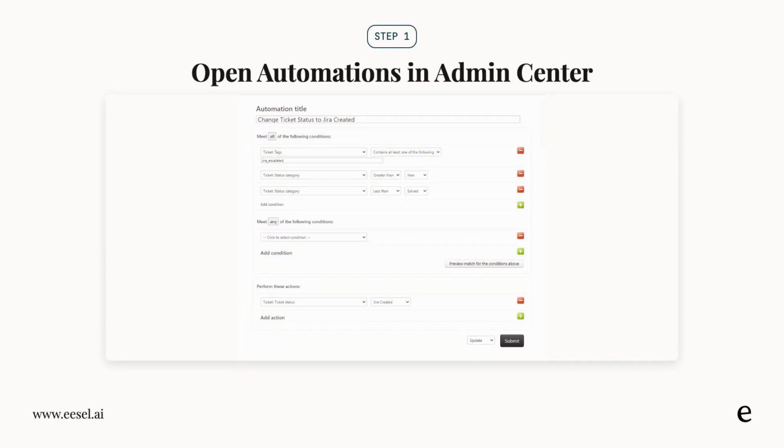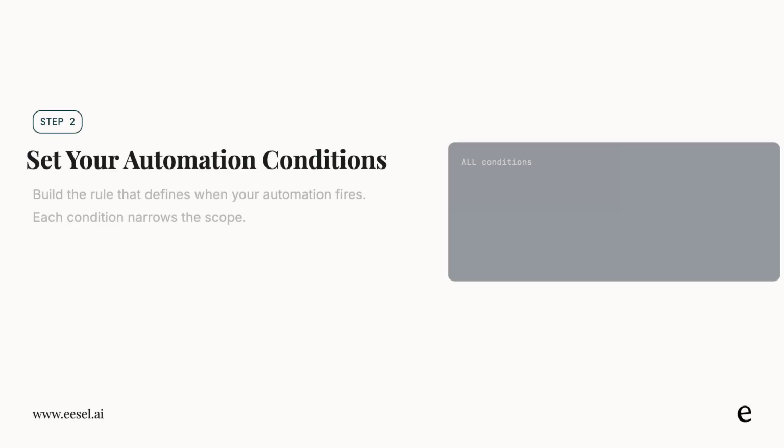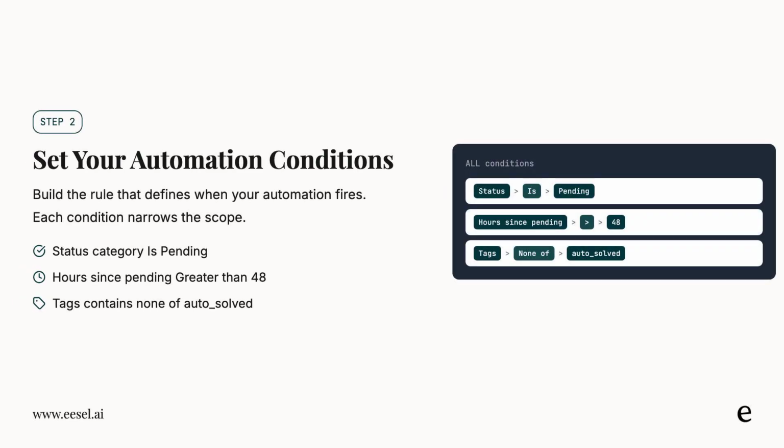Let us build your first automation. Head to Admin Center, then Objects and Rules, Business Rules, and click on Automations. Click Add Automation and set 3 conditions. Status is pending, hours since pending greater than 48, and tags contains none of auto-solved. Each condition narrows the scope of what gets matched.